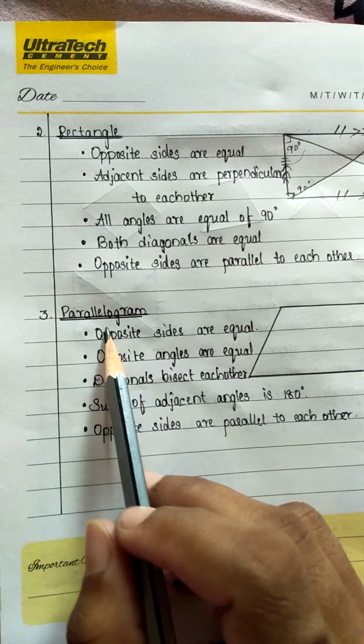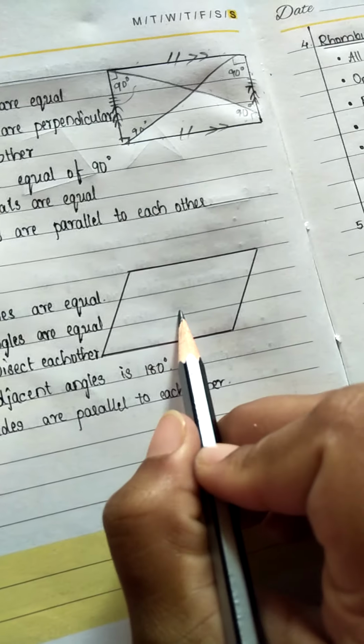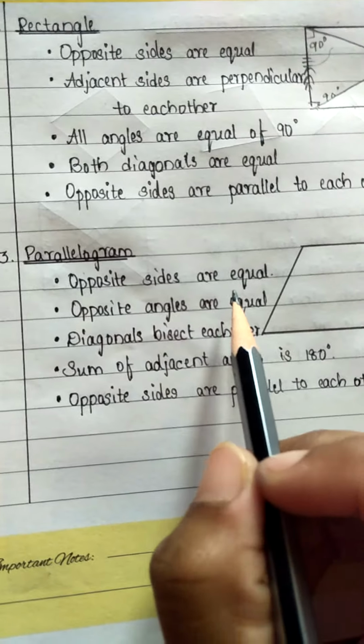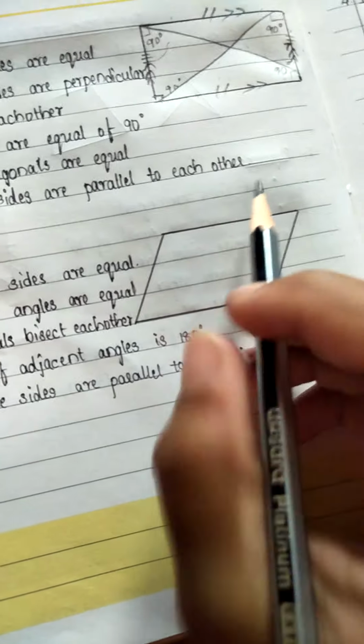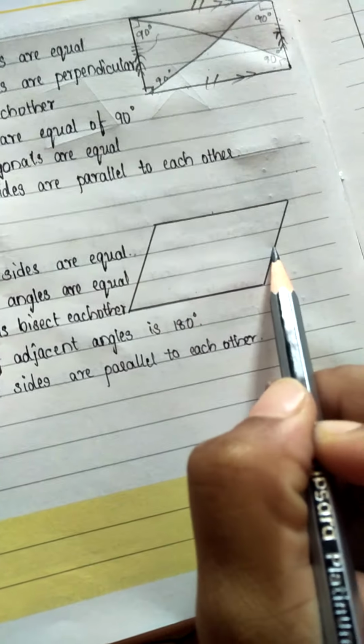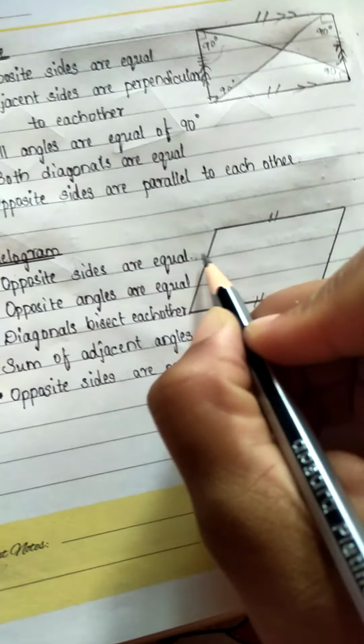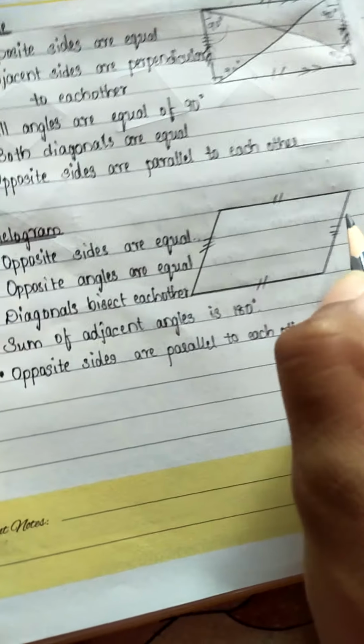Then next, the parallelogram. This is the diagram of a parallelogram. Opposite sides are equal. Here, first, these two are opposite, and these two are opposite. So the opposite sides are equal. These two are equal and these are equal.